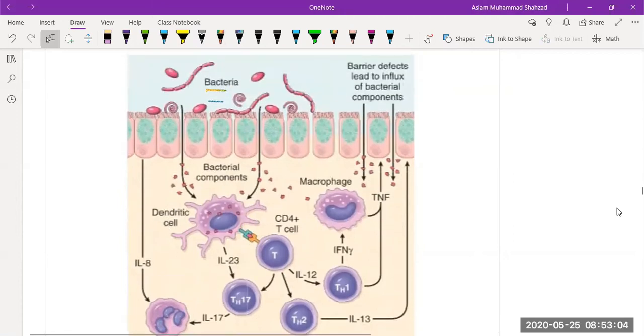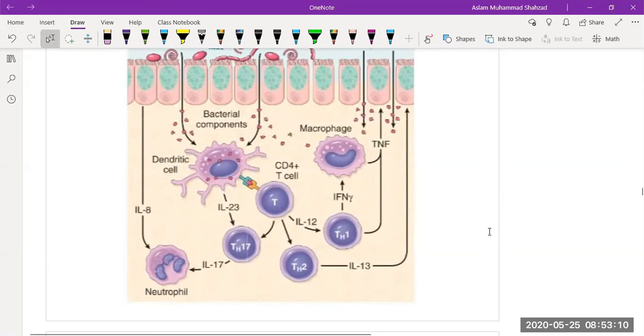In stage 1, the bacteria are present on the mucosal surface. They enter and cross the barrier, and when they cross the barrier, the bacterial components activate the attachment of the dendritic cells with the T cells, binding with the receptors, and then they make a complex. This is the first thing you need to see. The second thing is that, with the help of interleukin 8, they form neutrophils, which are another inflammatory mediator.